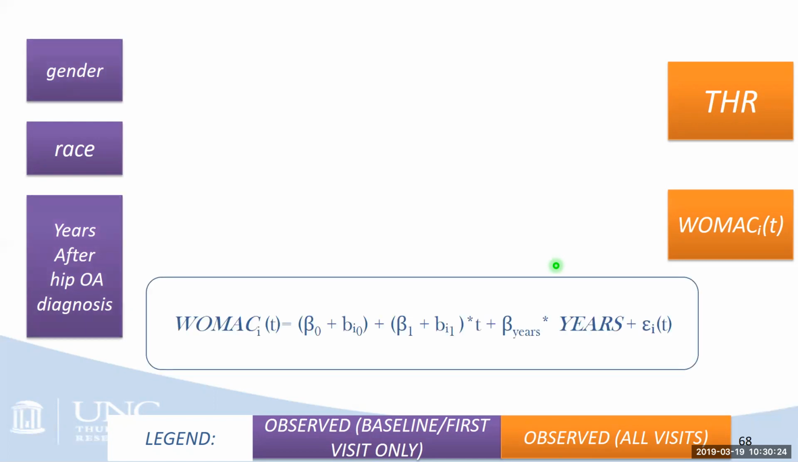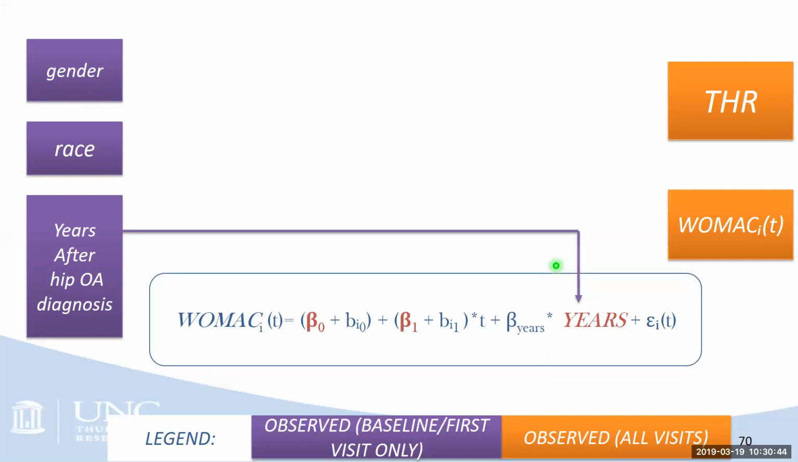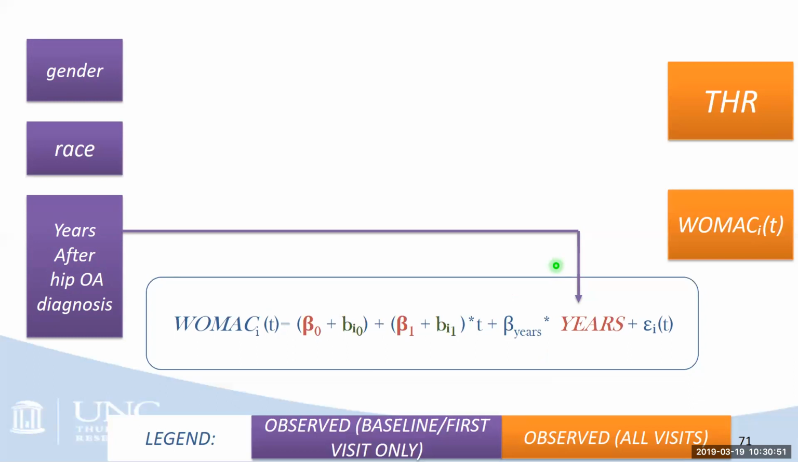Okay, now let's look at the equation for our longitudinal submodel. And we adjusted this model for the baseline covariate years after diagnosis. This is an important covariate in this analysis. And beta_years is the regression coefficient. And remember that beta_0 and beta_1 are the mean sample intercept and slope. And each individual i trajectory is related to the sample trajectory through random effects.